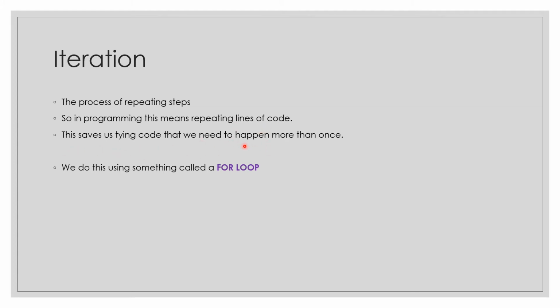This saves us a lot of time. If we've got code that we want to happen more than once, rather than copying and pasting it or writing it over and over and over again, we can get the computer to do it for us using something called a for loop.